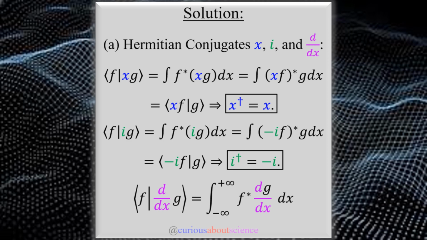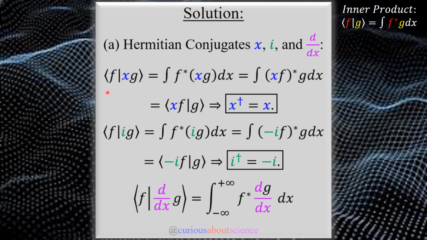So if we want the Hermitian conjugates of x, i, and the d by dx, you see that we have a variety of different operators here, and we need to show that we can find the Hermitian conjugates via the inner product definition again, which we have up here. So clearly, the left side goes to the star, and g goes to the same. We don't have to worry about it.